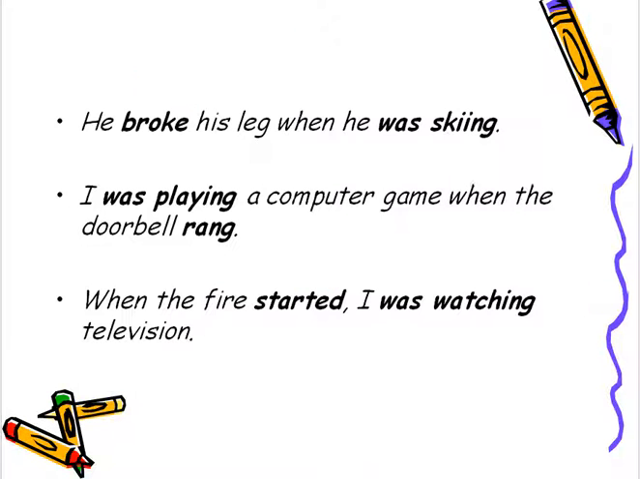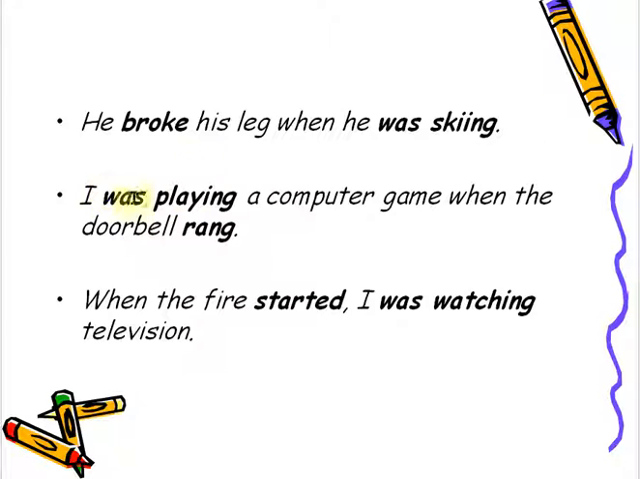So example sentences are, he broke his leg when he was skiing. Here skiing is a longer action and broke a short one. It happens quickly, so the sentence would go, he broke his leg when he was skiing.